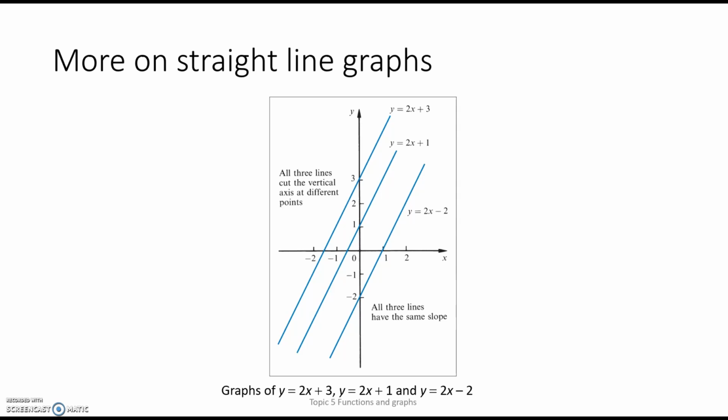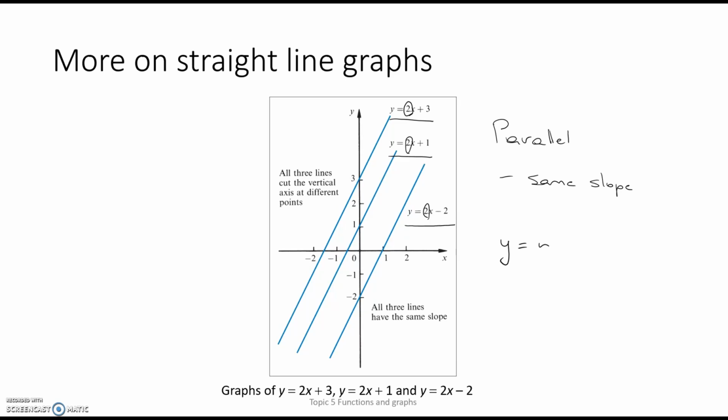If we look at these three lines here, and in particular if we look at their equations, we notice one thing. Those three lines are parallel, which means they have the same slope. But what else do we notice? If we look at their equations, we find that they each have this number 2 in here. That tells us the slope, and indeed it does.